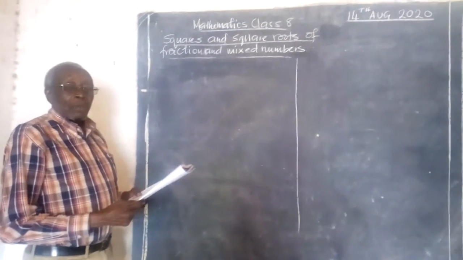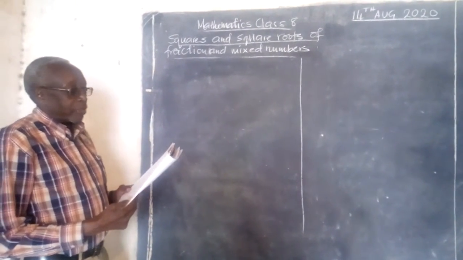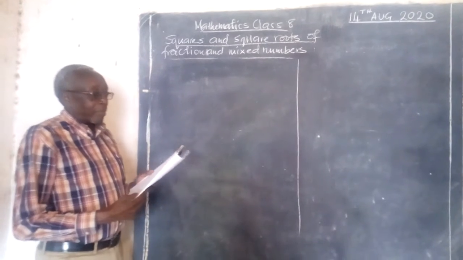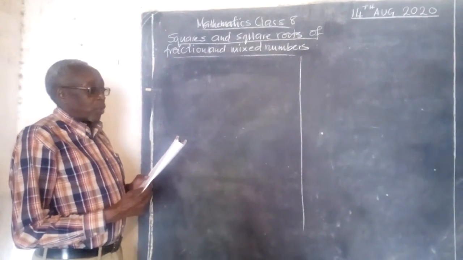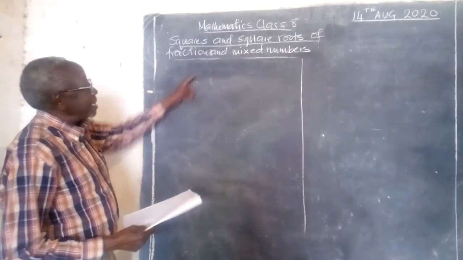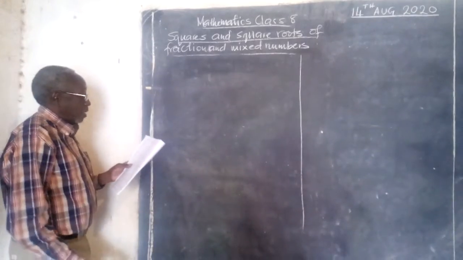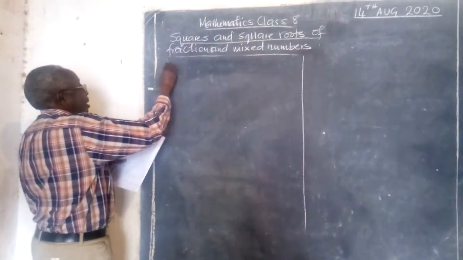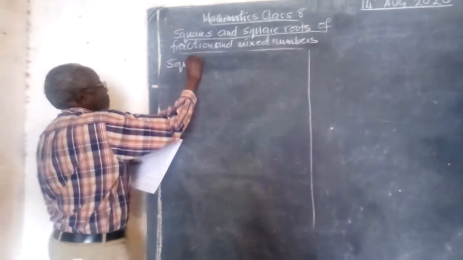Class 8. Once again, today I want us to look at fractions, but this time we want to look at squares and square roots of fractions and mixed numbers, like I've written over there. So let's have an example here. Let's start with squares.